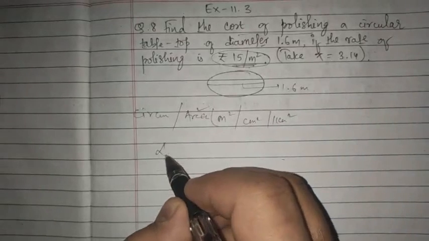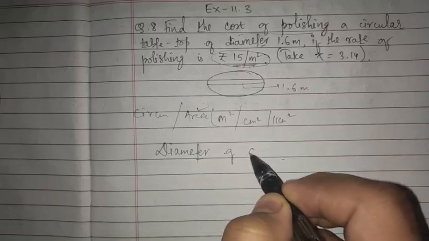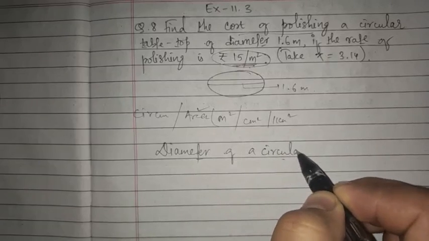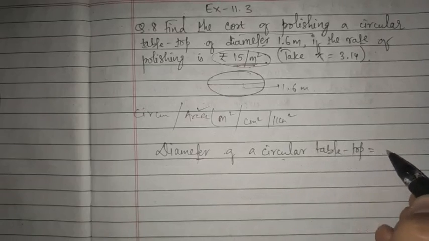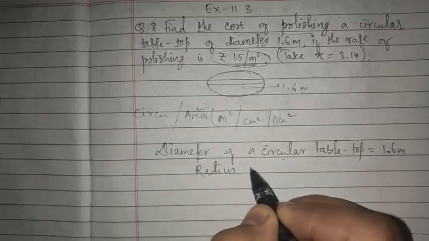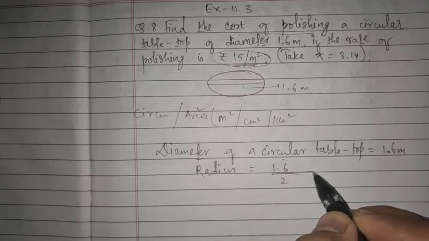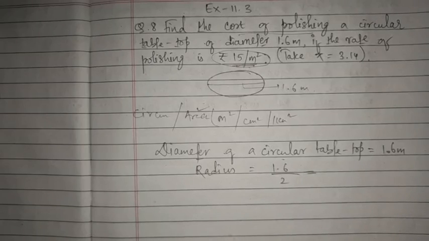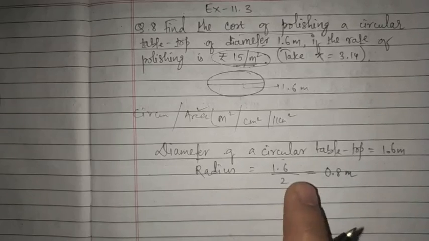So first of all, what are you going to write? Let us write: diameter of a circular tabletop is equal to 1.6 meter. Yes, isn't it? So now what will be the radius? Its radius will be 1.6 divided by 2, which will be equal to 0.8 meter. Right, you got the radius.